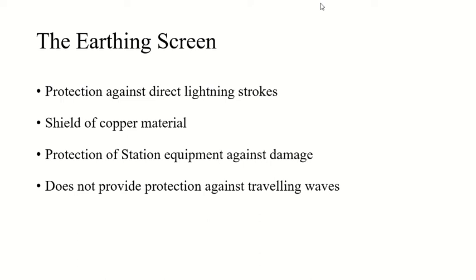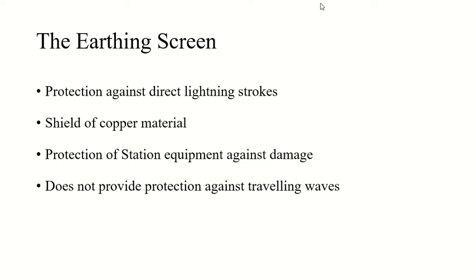And how can we do that? That lies in the construction of the earthing screen. The earthing screen consists of a network of copper conductors, and this network of copper conductors is normally known as copper shield or copper screen, which is mounted all over the electrical equipments in my substation or my power station.